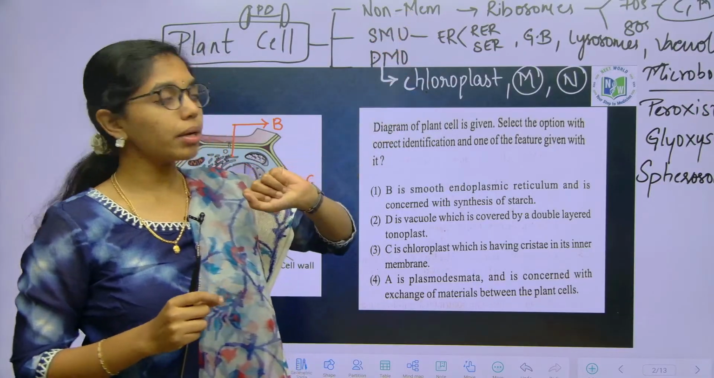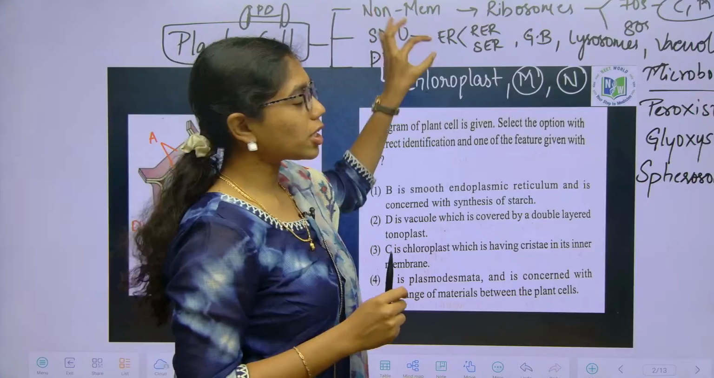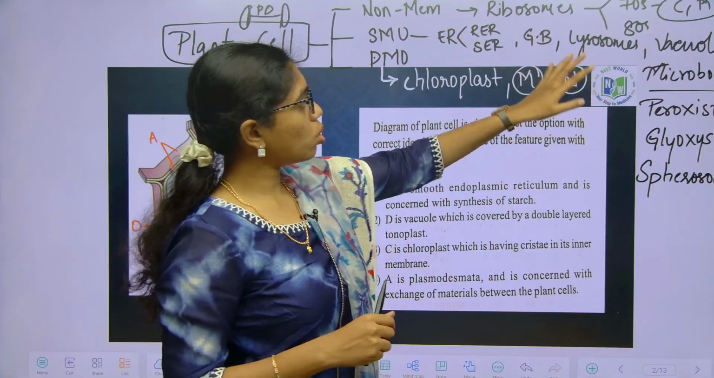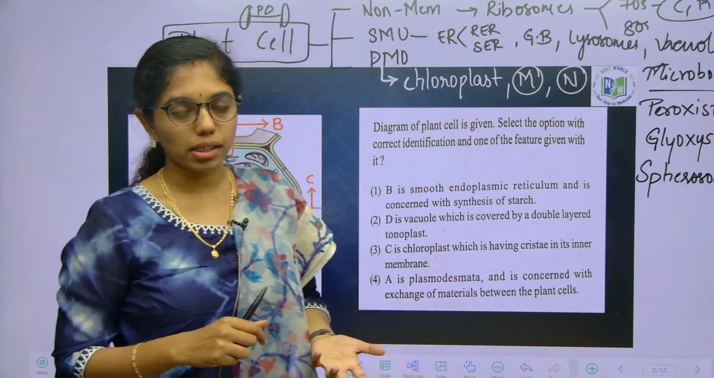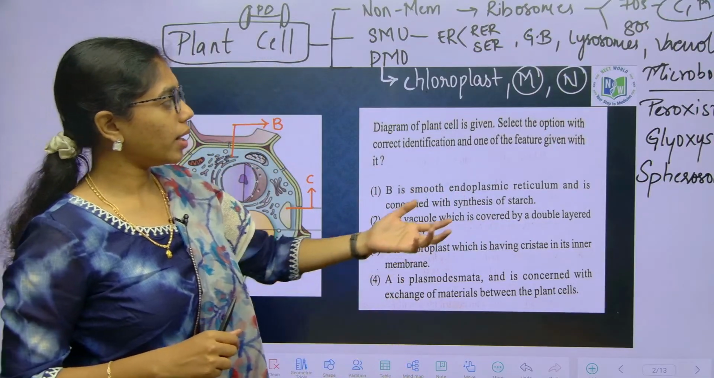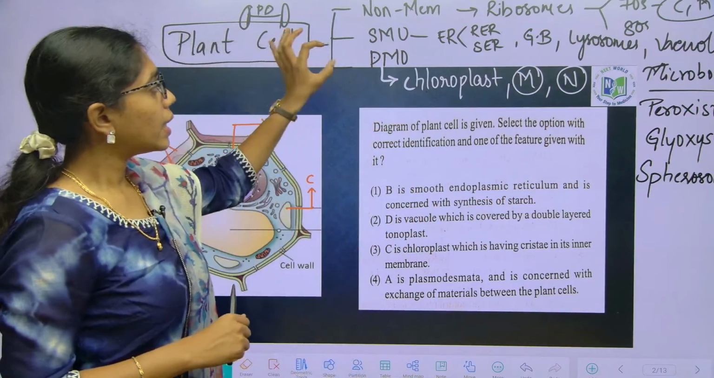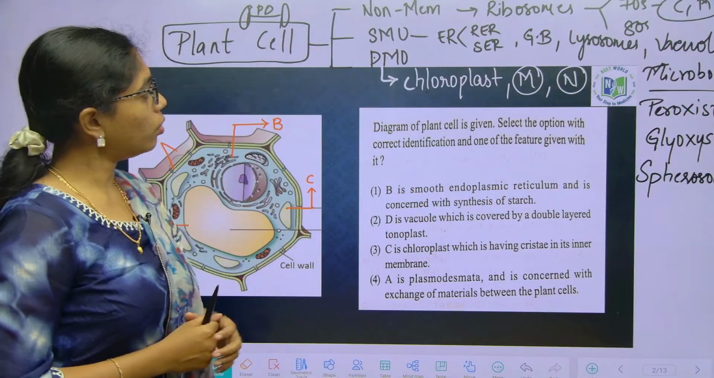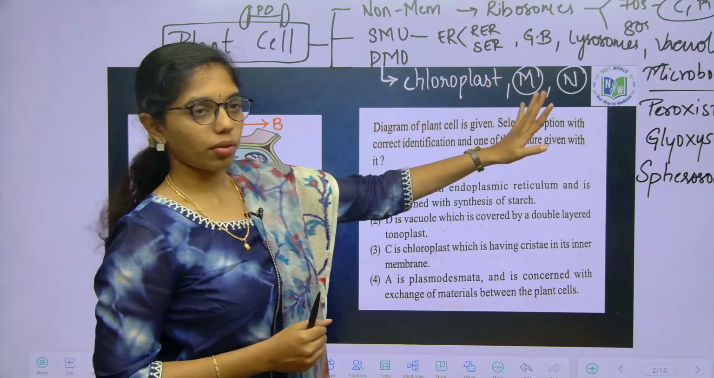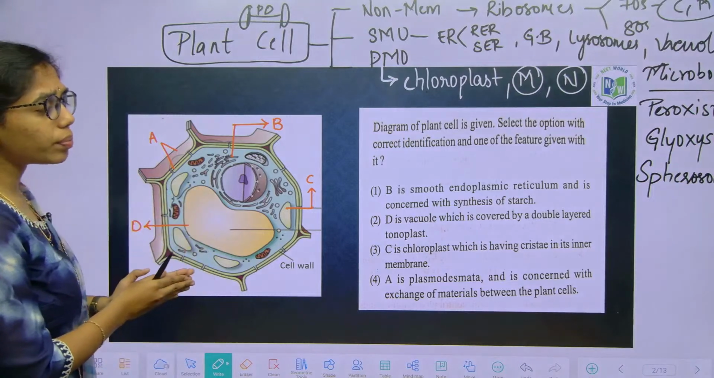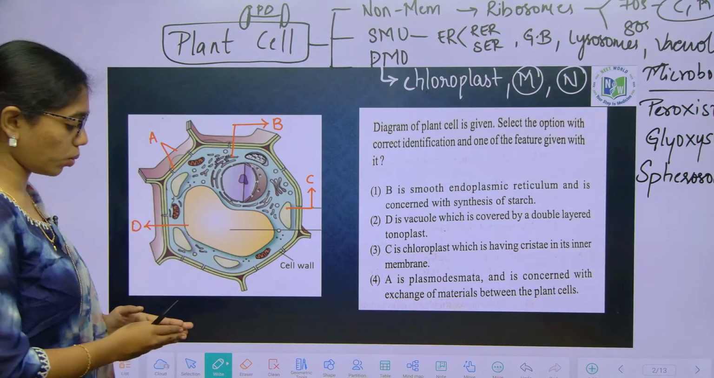And single membrane bound organelles include endoplasmic reticulum like RER and SER, Golgi bodies, lysosomes, vacuoles and microbodies. We have 3 types of microbodies like peroxisomes, glyoxysomes and spherosomes. Double membrane bound organelles include chloroplast, mitochondria and nucleus. This is a brief description of the plant cell. Now you will be easily answering this diagram based question.